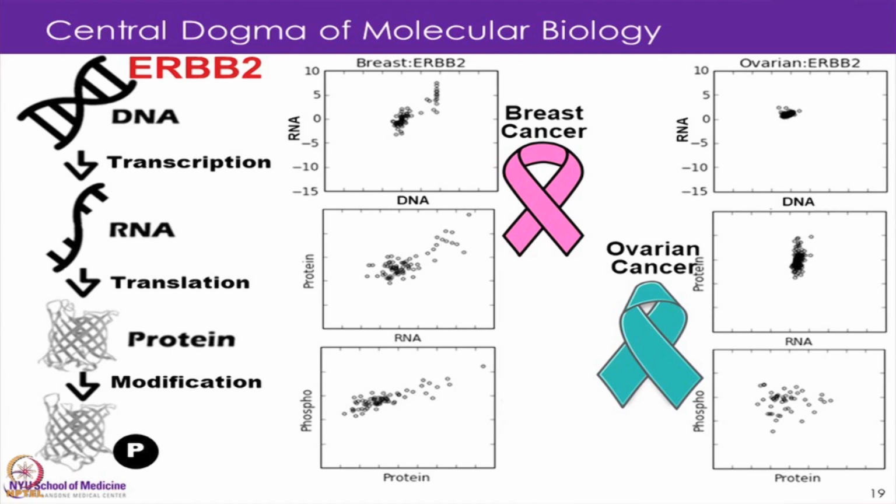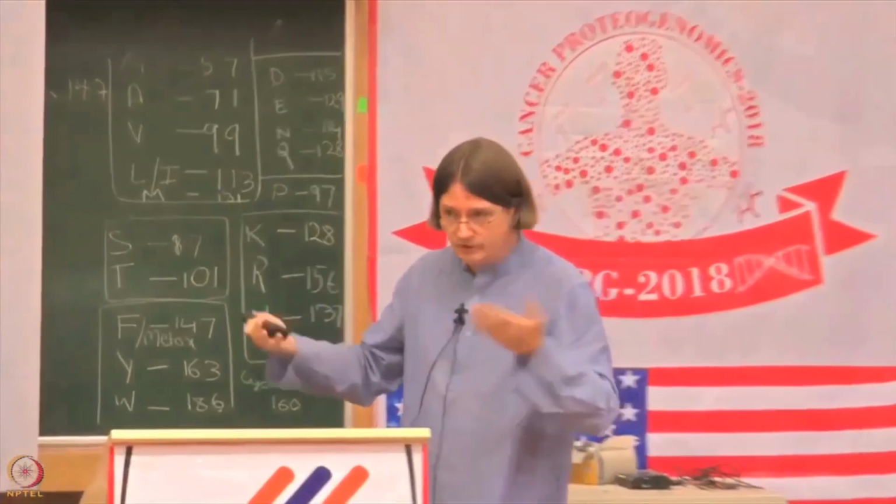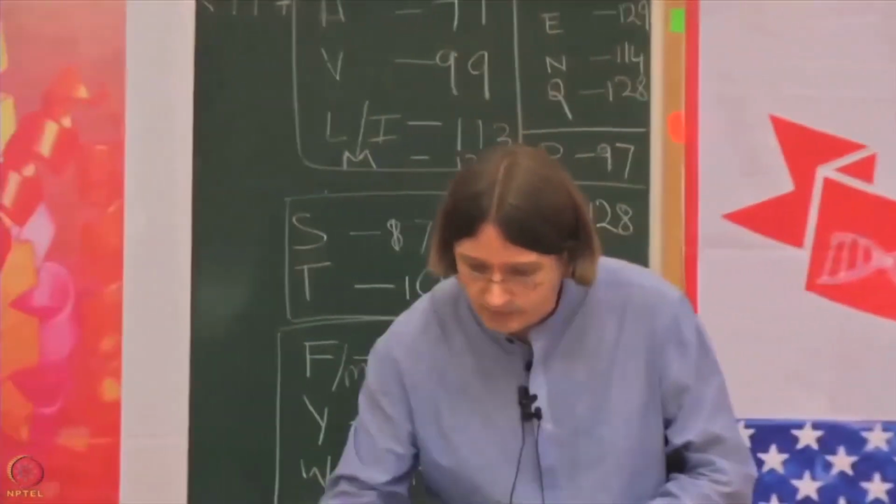And finally, we don't see any correlation between protein and the same phosphopeptide, as we see a very strong correlation here. So these are observations that we see, and we can look at different genes, and we see large differences between different tumor types, between different subtypes.